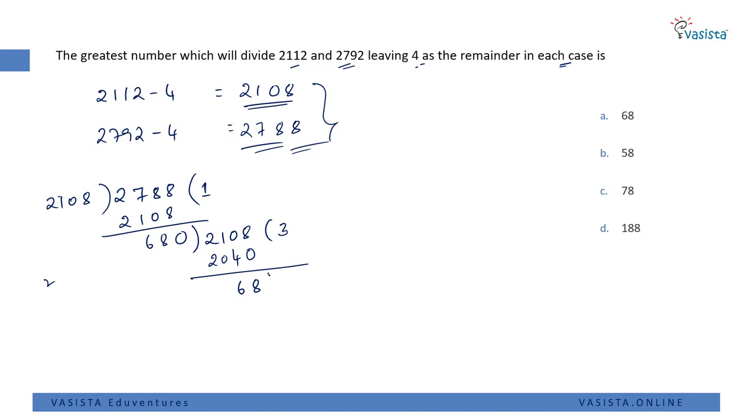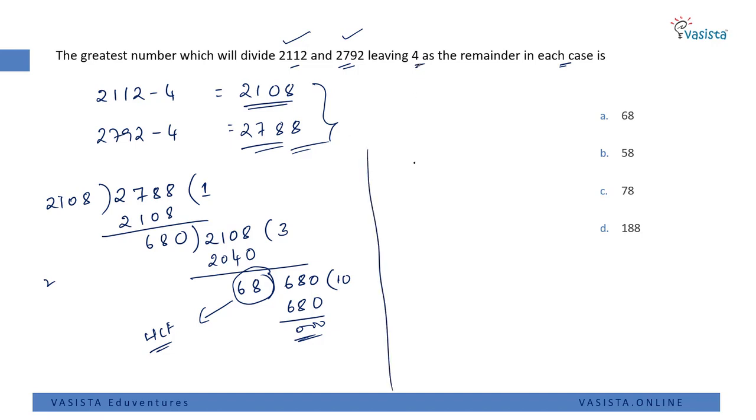Now we have to divide 680 by 68, that is 10 times 68 is 680. So no remainder. That is going to be the HCF of 2108 and 2788, which is 68. When you divide these two numbers, 2112 and 2792, by 68, you are going to get 4 as the remainder.